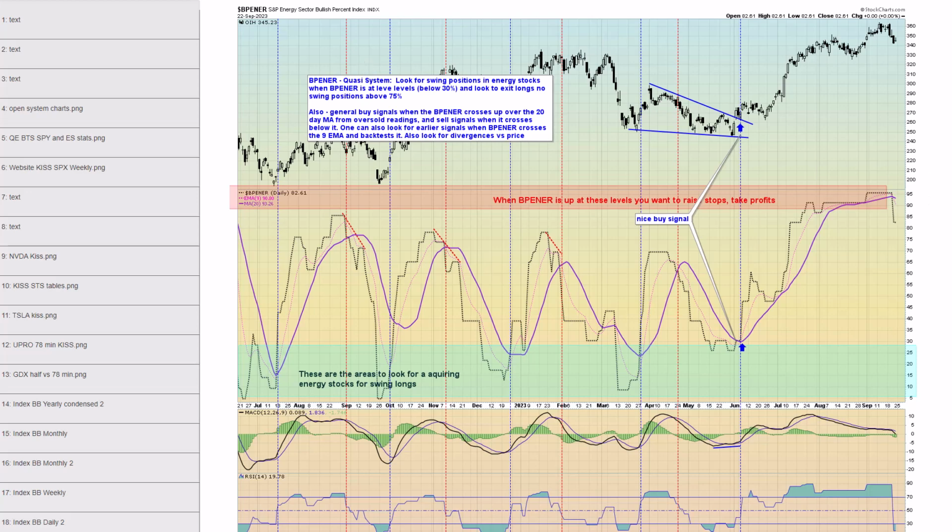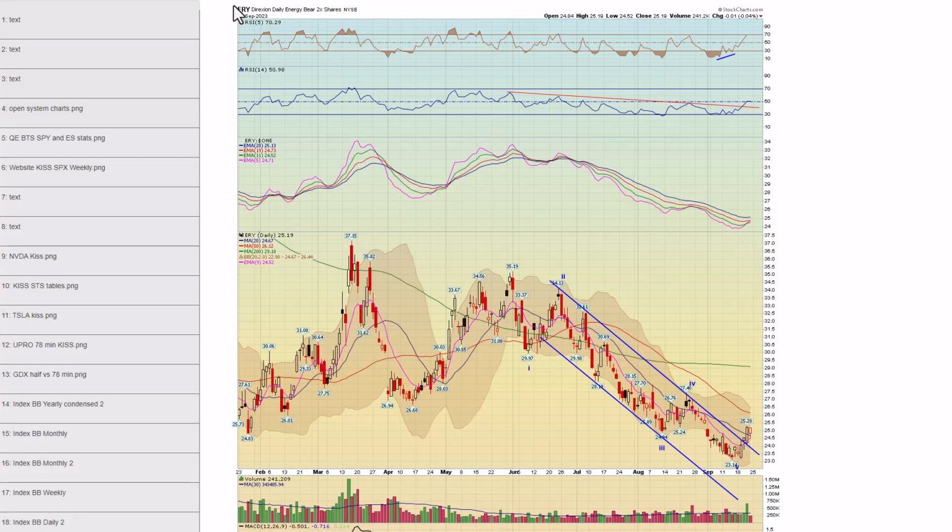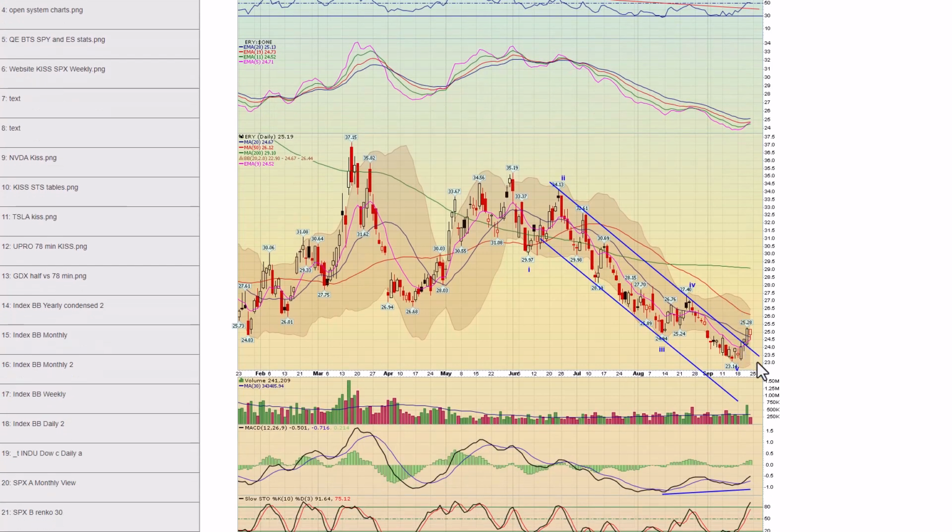Chart 80, here's ERY. That's a way to play a pullback in XLE. You can see it broke the channel. Potential fifth wave move down.